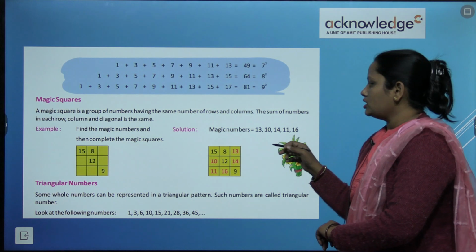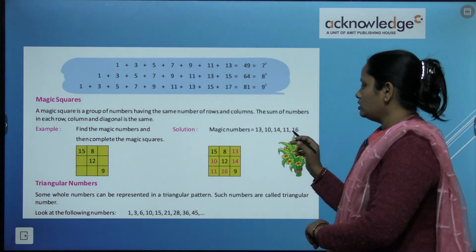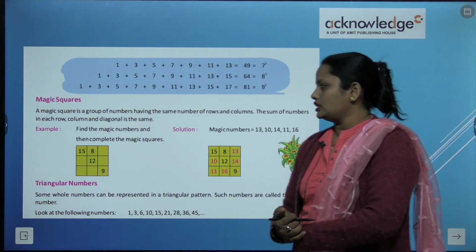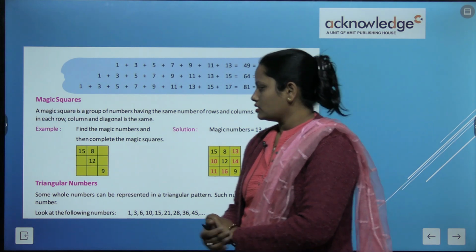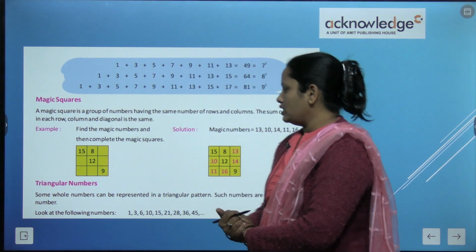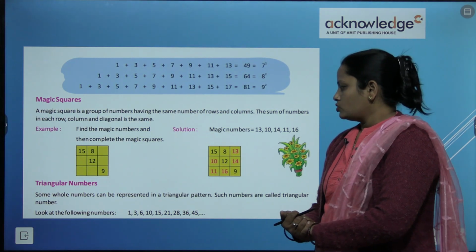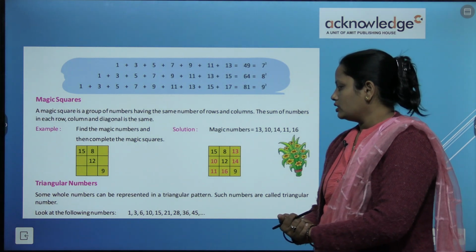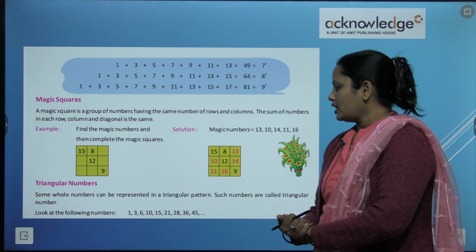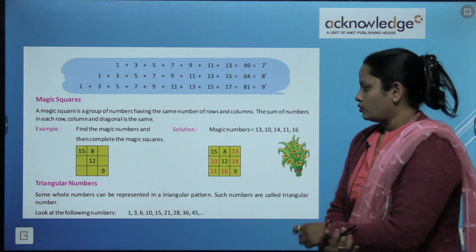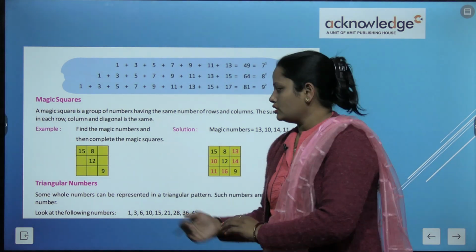Magic number 13, 10, 14, and 11 and 16, then complete the magic squares. So here you can see 15, 8, now 12 and 9 is given. So ab humne in magic numbers ko find out kiya hai, kaise find out kiya hai. So we can see it's written here.